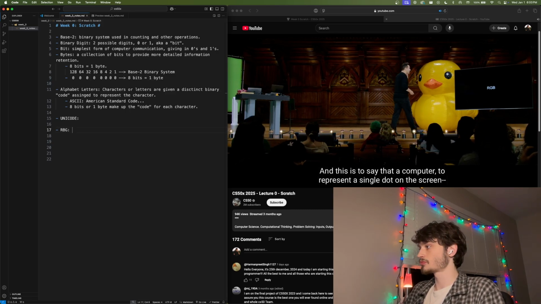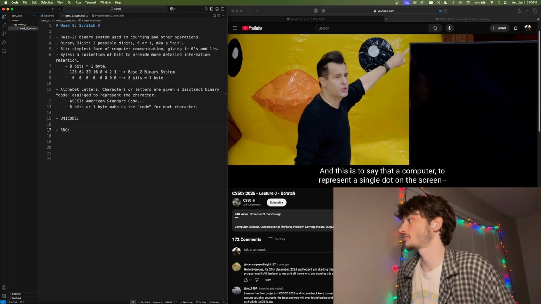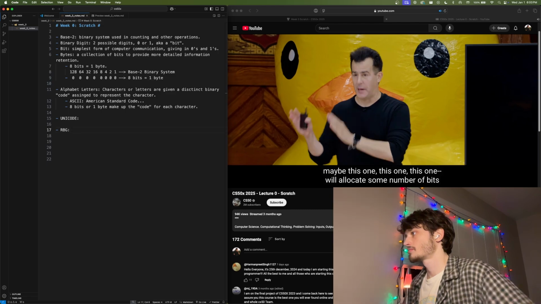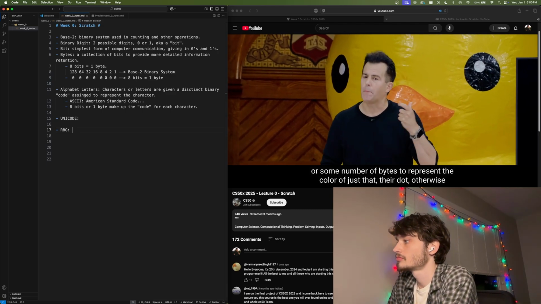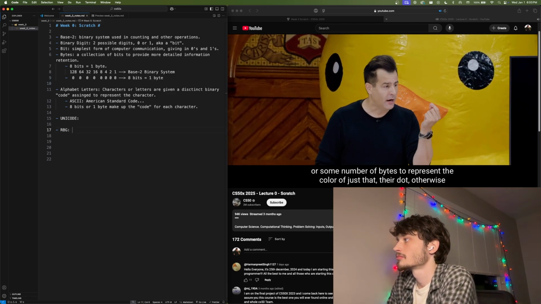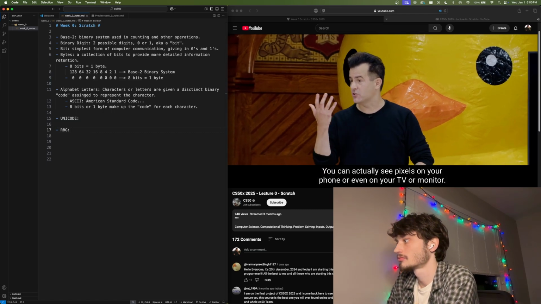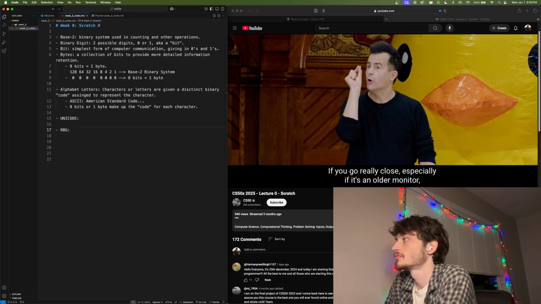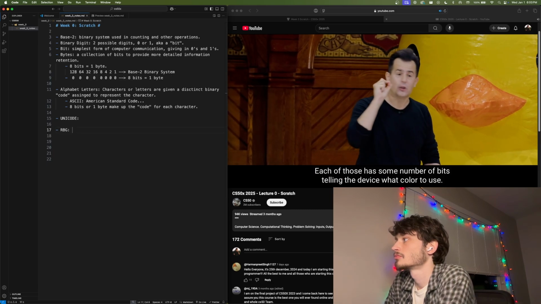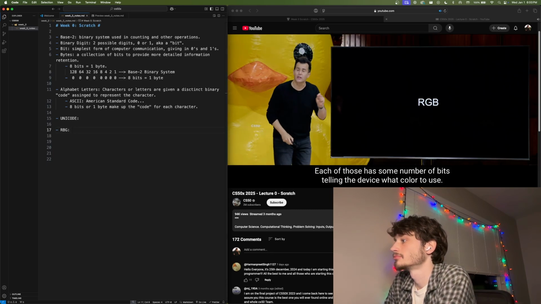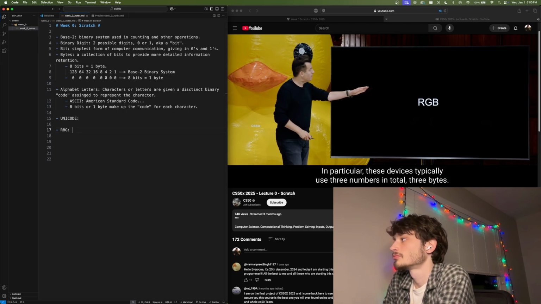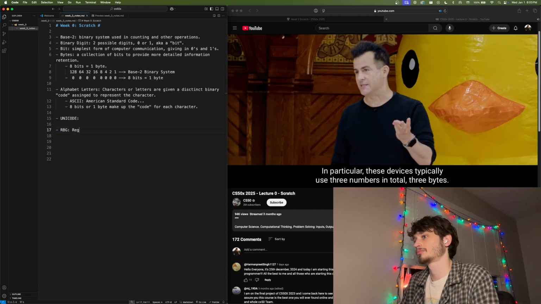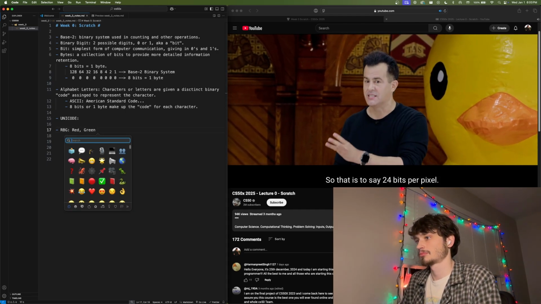And this is to say that a computer, to represent a single dot on the screen, maybe this one, this one, this one, will allocate some number of bits or some number of bytes to represent the color of just that dot, otherwise known as a pixel. You can actually see pixels on your phone or even on your TV or monitor. If you go really close, especially if it's an older monitor, you can see the tiny little squares. Each of those has some number of bits telling the device what color to use. In particular, these devices typically use 3 numbers in total, 3 bytes. So that is to say 24 bits per pixel.